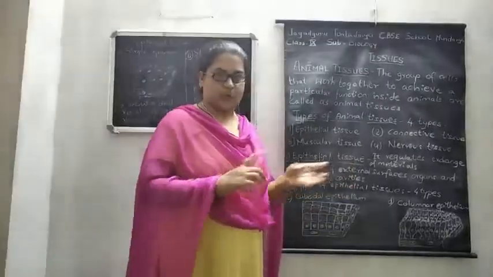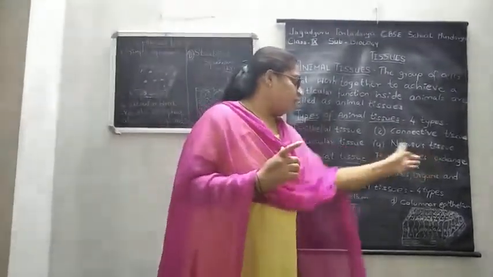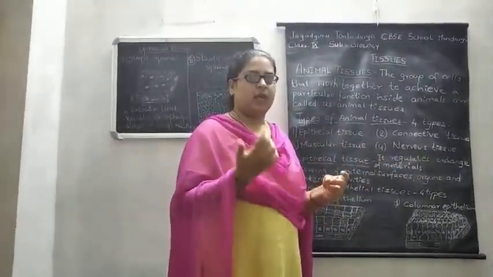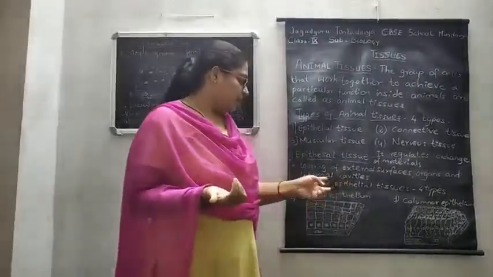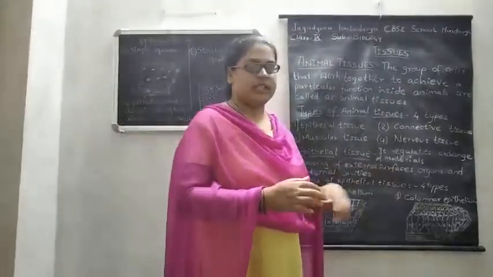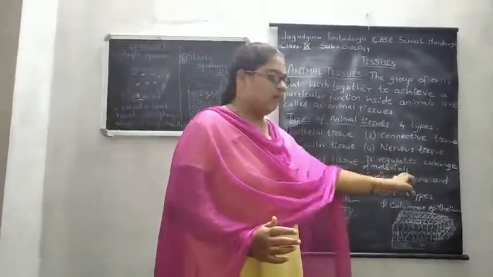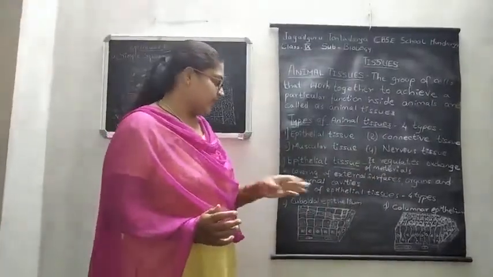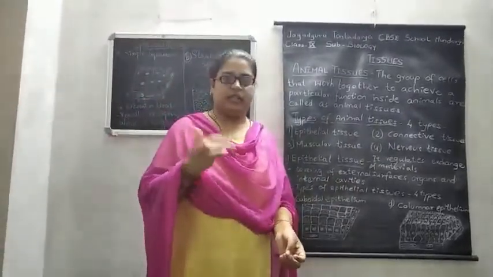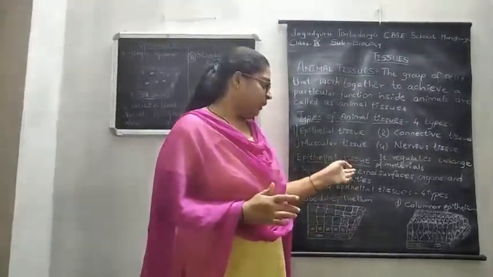Its main function is protection, and it regulates the exchange of materials between our inner body and, likewise, from the inner body to the outer environment. Next, it also covers the external surfaces, meaning it is present over the skin surface, and it covers the organs, that is, kidney, heart, liver, lungs, and the internal cavities, meaning whatever inner body cells are there, those are also protected by this epithelial tissue.